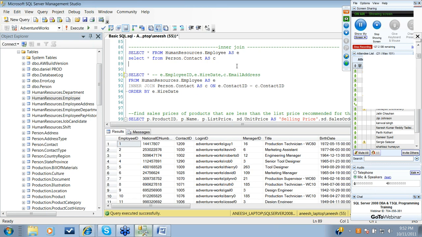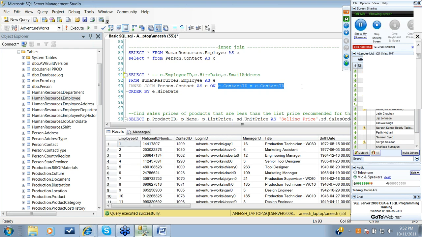In the statement, when you say inner join person contact as C on E.contact ID equal to C.contact ID, can I swap these two? Yes, C.contact ID equal to E.contact ID, because A equal to B is nothing but B equal to A. But will that have the same significance even if I keep the first one? Yes, it will give you the same result.